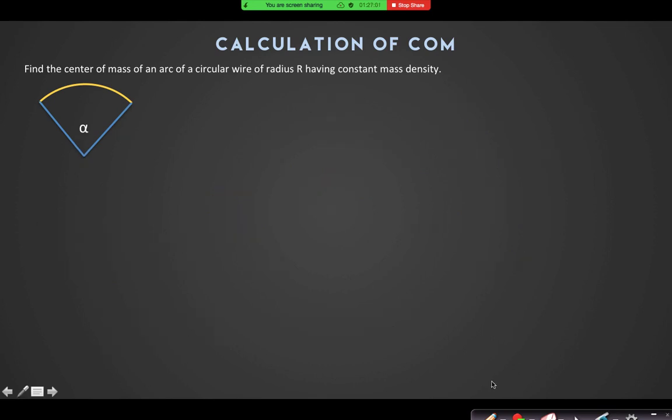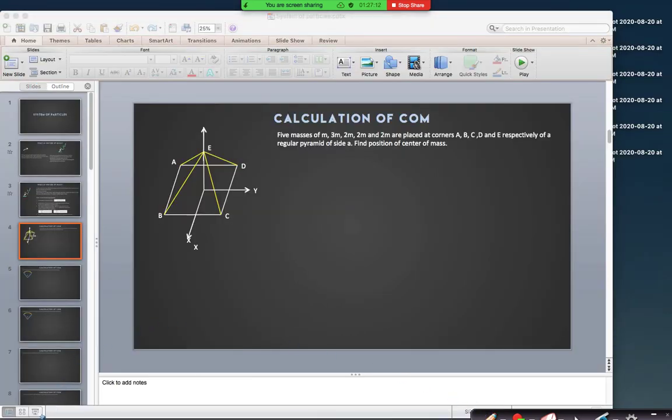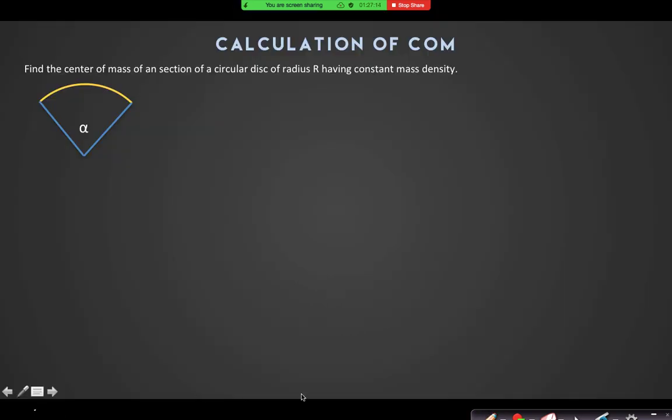With this similar concept, can you find the center of mass of a section of a circular disc? This is a section of a circular disc that I have drawn here. This is a disc. Can you find the location of the center of mass from this center, if the radius is r? Try to calculate it in a very similar way to the earlier one.